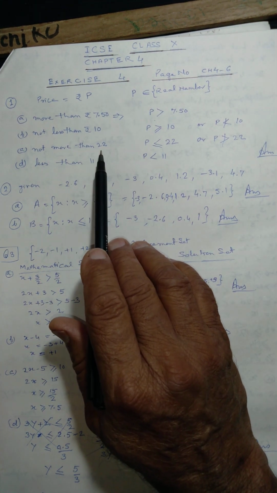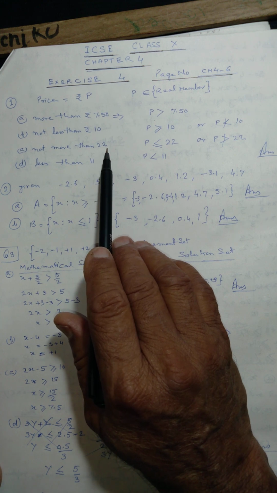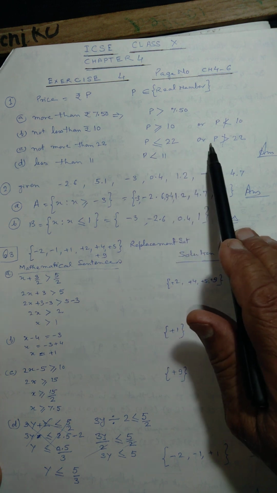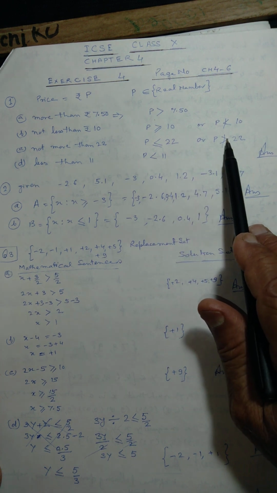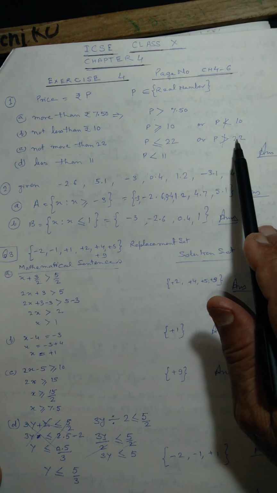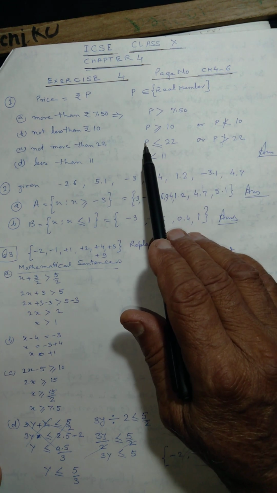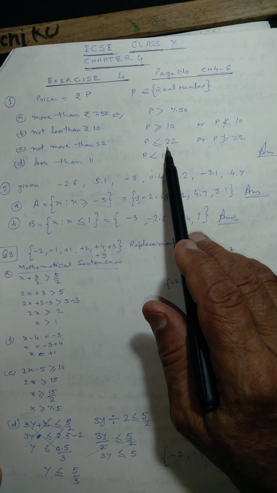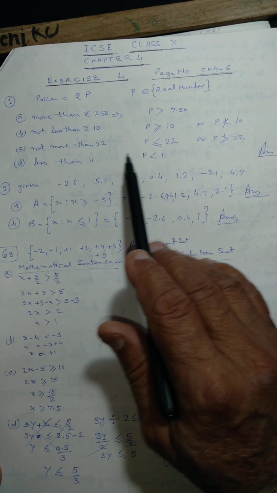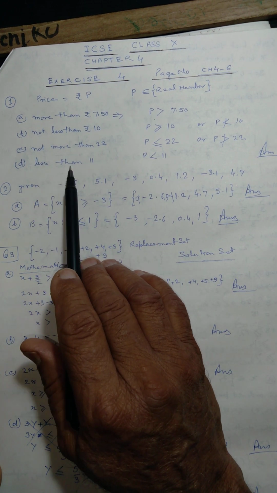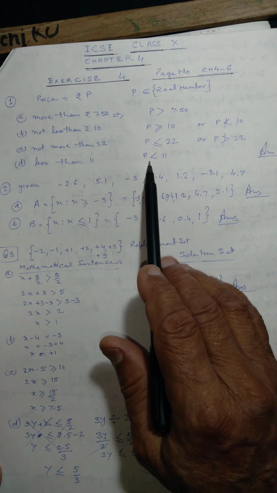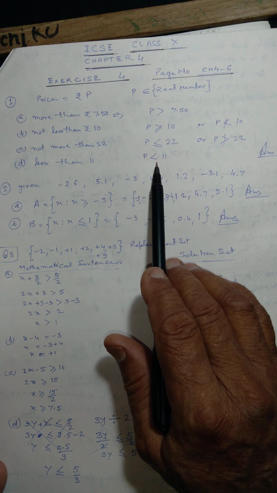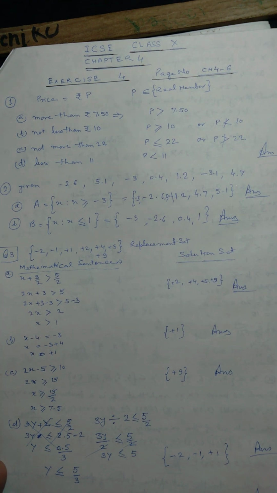Not more than 22. So in mathematical language, not more than means not greater than 22. Here, P is less than or equal to 22. D, less than 11 means P is less than 11. These are the answers of question number 1. Now proceed to question number 2.